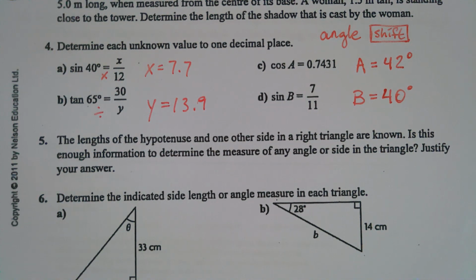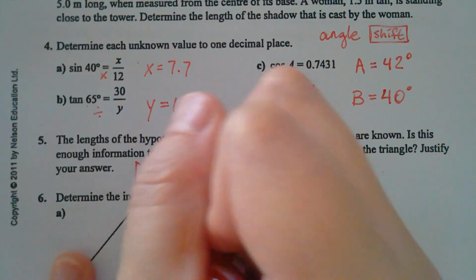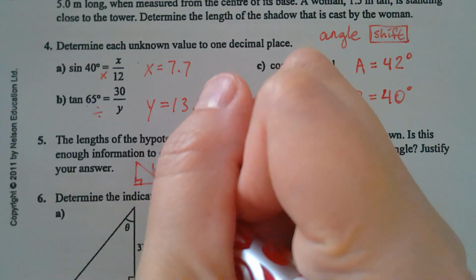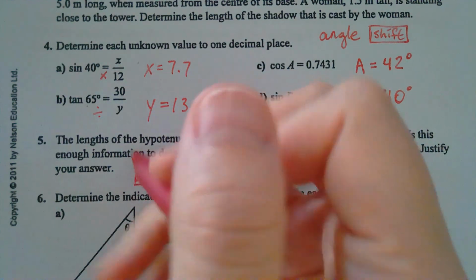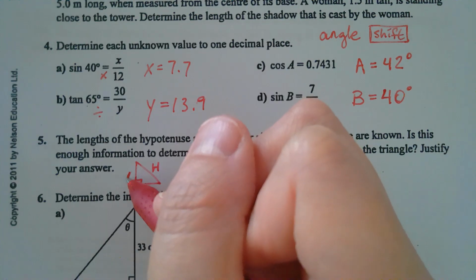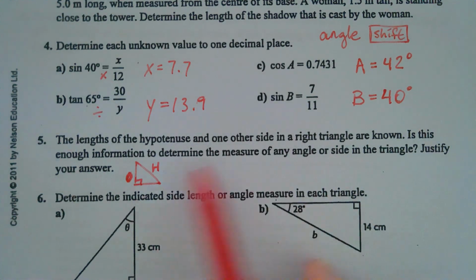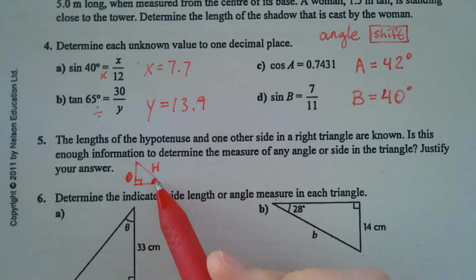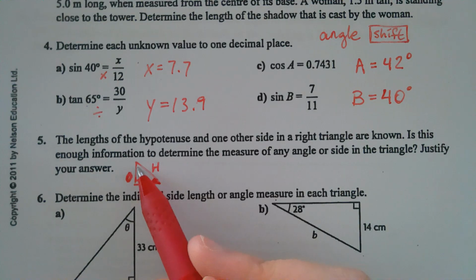Okay, number 5. The length of a hypotenuse and one other side of a right angle triangle are known. Is this enough information to determine the measure of any angle inside the triangle? Yes, it is. Since they talked about hypotenuse, you know that it's talking about a right angle triangle. So if you know H and, let's say, opposite, using SOHCAHTOA, I can figure out what this angle is. Once I find out what this angle is, how do I find out this angle?